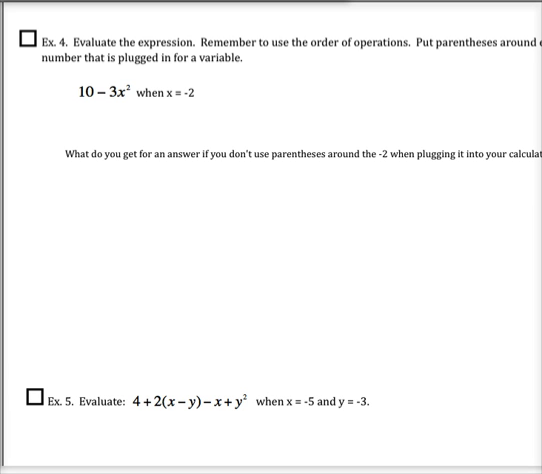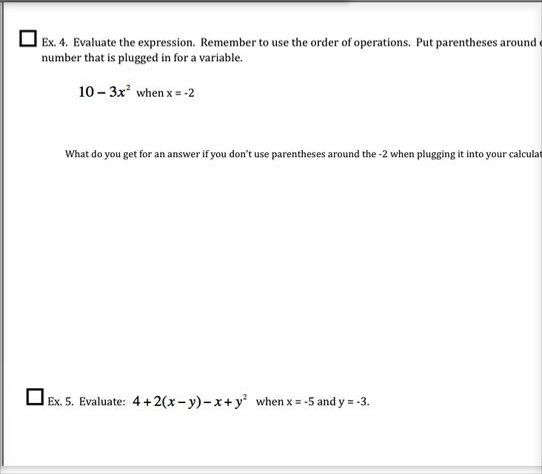Right, moving to our next example. So, example 4. Evaluate the expression. Remember to use the order of operations. Put parentheses around every number that is plugged in for the variable. All right, excellent. So, 10 minus 3x squared. Now, I want you to notice a hint. Put parentheses around any number that's plugged in.